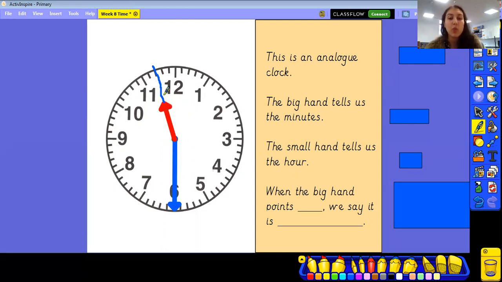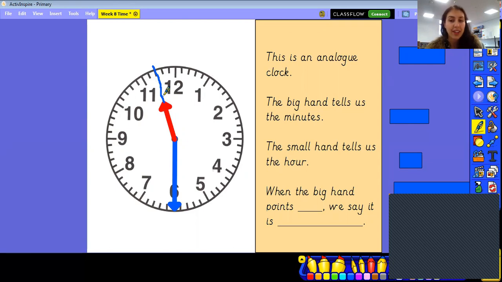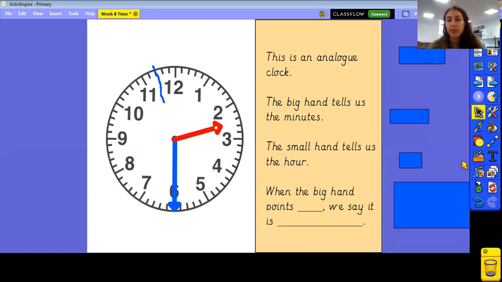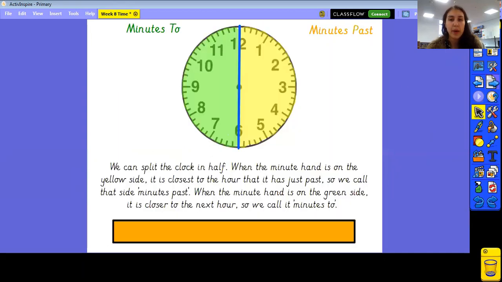Now we have to look at which one it has just gone past. Well, we can see it has just gone past, bear in mind, it goes clockwise, past 11. So we say half past 11. What time is it now? Well done if you said 2:30, because it's halfway between the 2 and 3. It's gone past 2. What time is it now? Well done if you said 6:30. Super.